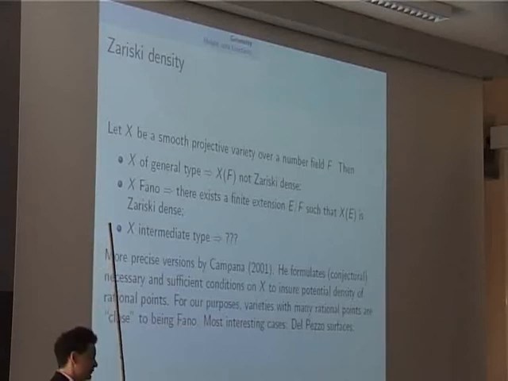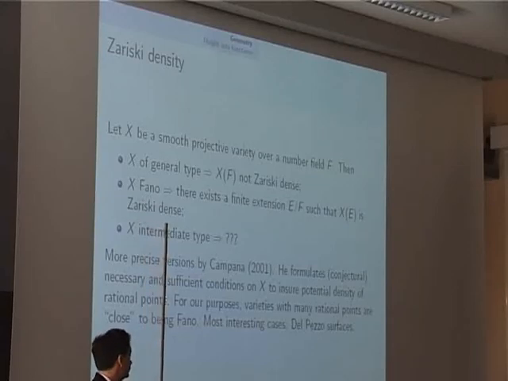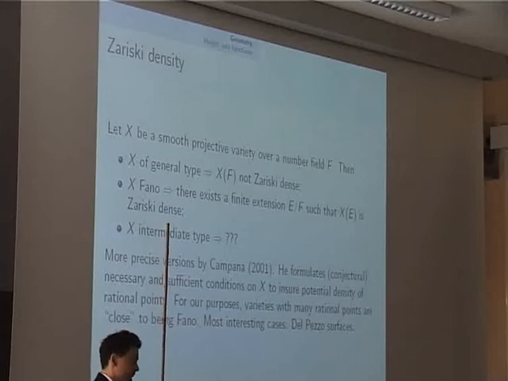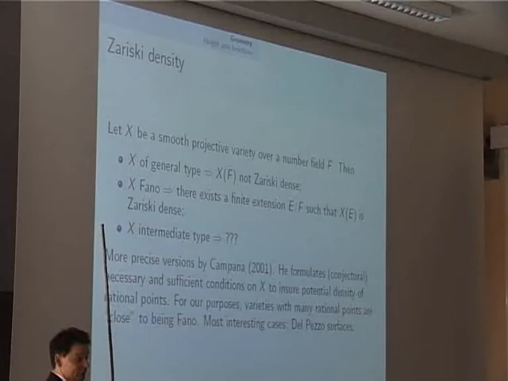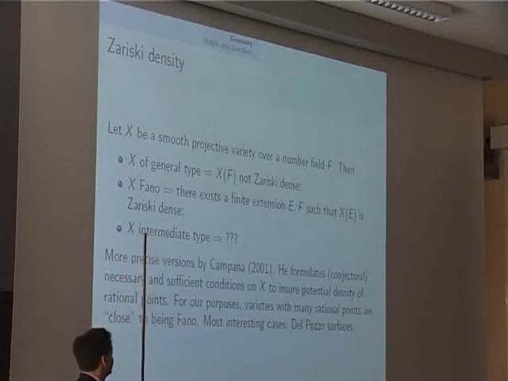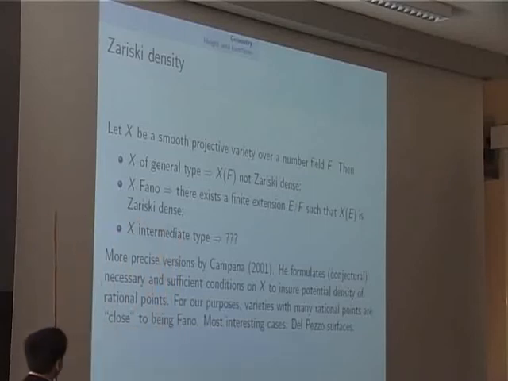So, over number fields. And last year, Hassett and I proved that potential density holds over a function field, the complex function field C of t, for a general quartic surface in P3. So if you take a general quartic over a function field C of t, then you have potential density of rational points. So anything in this direction, say for Calabi-Yau threefolds, for special classes of Calabi-Yau threefolds would be very interesting.